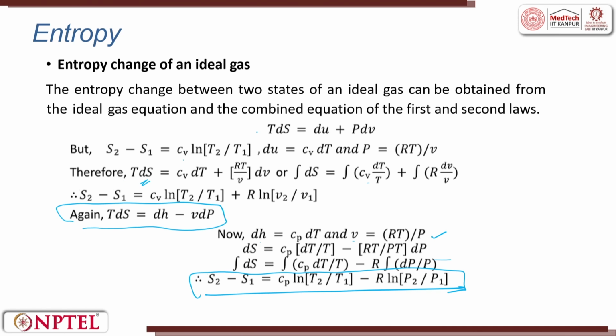So, we are trying to find out the entropy change in an ideal gas from the base equation. So, S2 minus S1, we are trying to write it as Cv into this, du is equal to Cv into this, P is equal to this. So, TdS is this which happens, and then this is what it is.